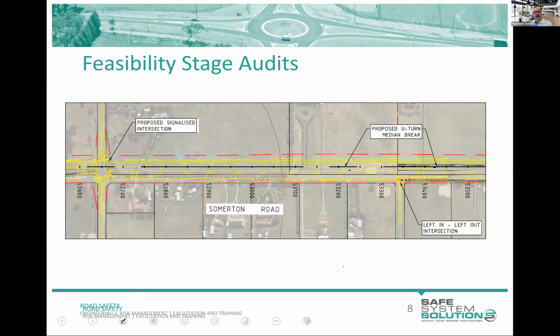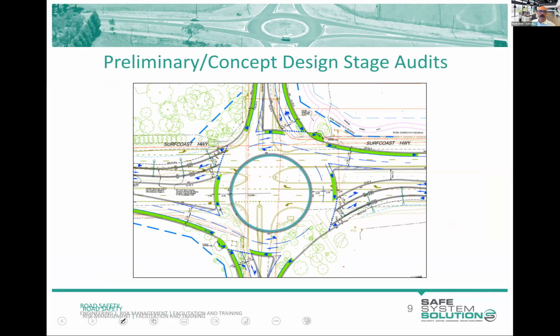Sometimes you get into a bit more detail, but you never really get a huge amount of detail. And we're thinking about things like intersection form. Is it right to have a signalized intersection there? Should it be a roundabout? Are there other things we should consider? Is the cross section appropriate? So that's feasibility stage. Now, there aren't that many feasibility stage audits that happen. It's usually larger projects that get that.